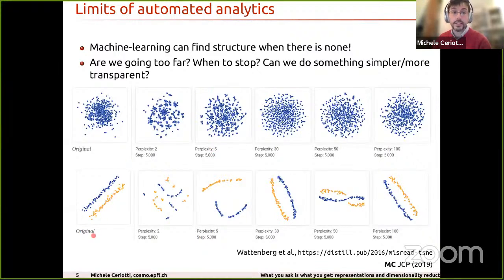Or you can get a data set that consists of 2 lines of points, but depending on the parameters of t-SNE, you might end up with something that resembles 2 lines of points, but you can also end up with pretty much anything. So how can we make this process of automated data analytics more honest and less about playing around with parameters until it looks nice?